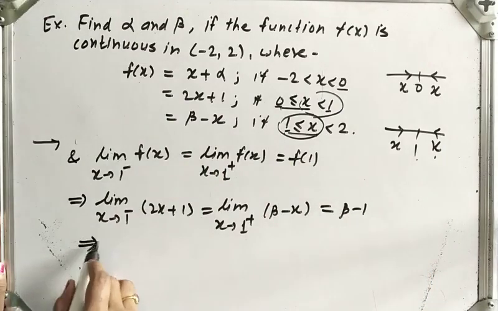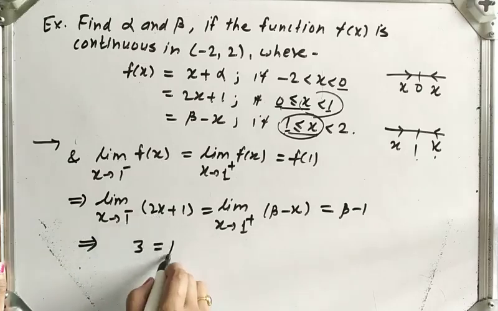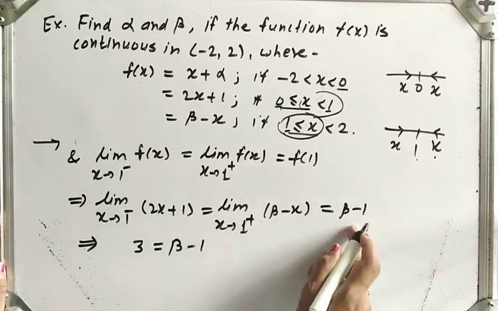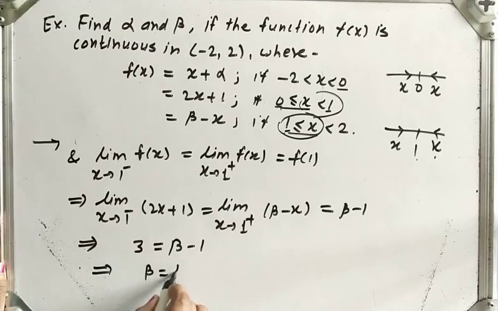So after applying limit as x tends to 1, it will be 2 into 1 plus 1, that is 3, is equal to beta minus 1. So from this we get beta is equal to 4. Okay, so here we get the values of alpha and beta. Next example.